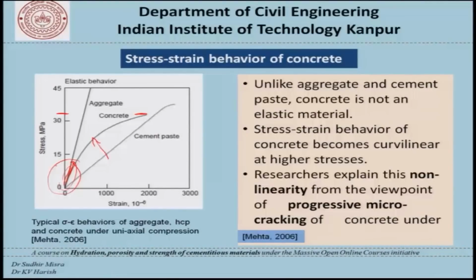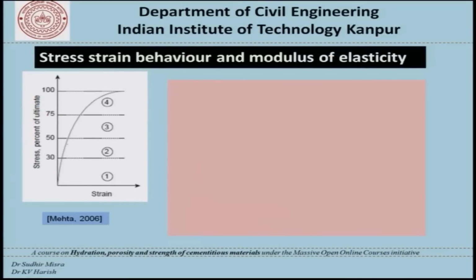Now, this is an illustrative example of how we would like to discuss the stress strain behavior and the modulus of elasticity of concrete. This picture shows stress and strain, and the stress levels have been divided into 1, 2, 3 and 4, where level 1, level 2, level 3 and level 4 are given in terms of percentages of the ultimate strength.